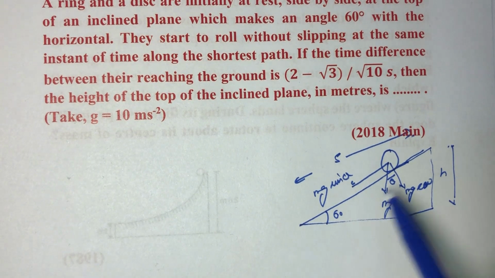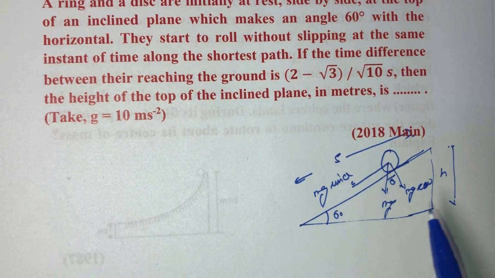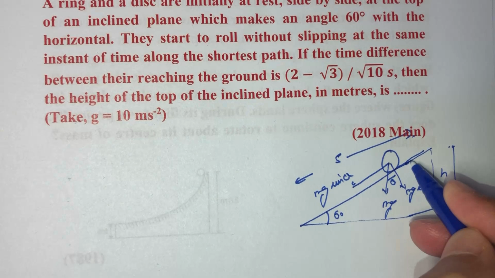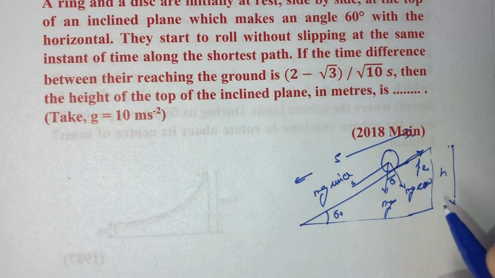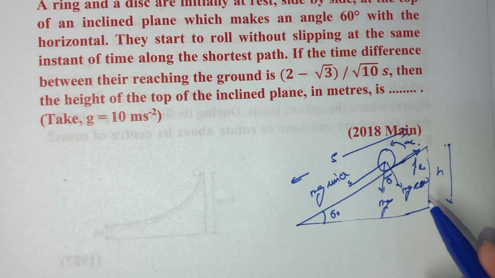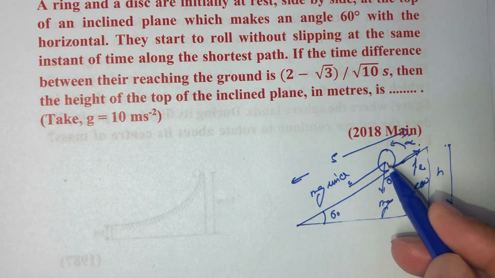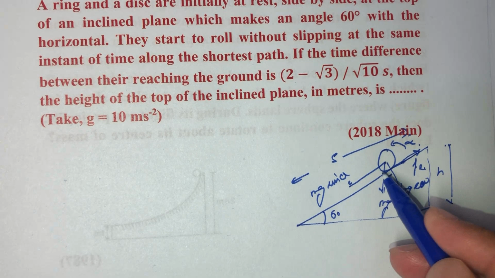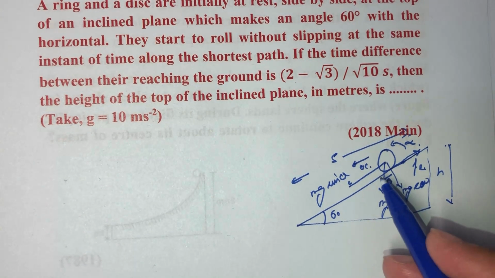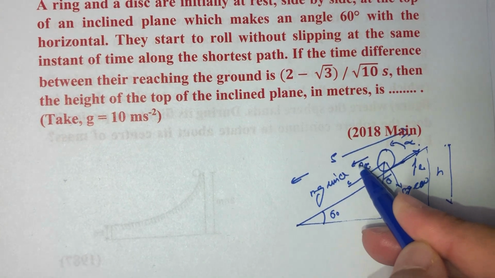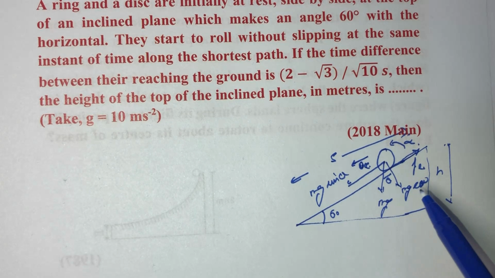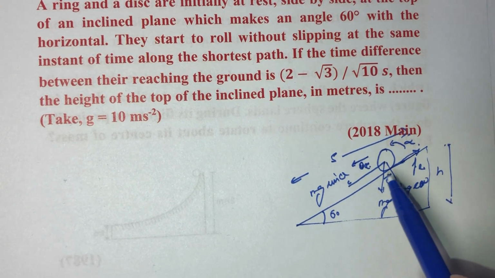So s is the distance along the inclined plane from top to the bottom, and there will be a frictional force Fr which will be acting in the upward direction, and because of this there will be angular acceleration alpha, and we can also assume that the acceleration of the center of mass is AC, which will also be in the downward direction. So AC is the acceleration of the center of mass, and alpha is the angular acceleration because of the frictional force Fr. So these are the forces which will be acting on the disc as well as the ring.